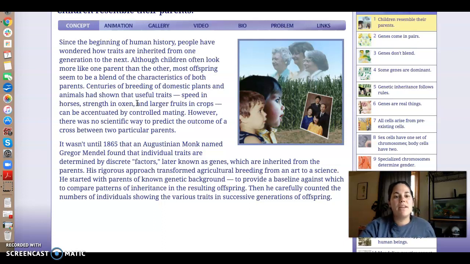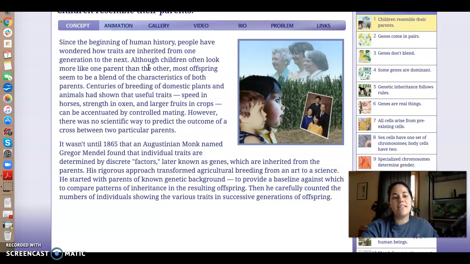Since the beginning of human history, people have wondered how traits are inherited from one generation to the next. Although children often look more like one parent than the other, most offspring seem to be a blend of the characteristics of both parents. Centuries of breeding of domestic plants and animals had shown that useful traits such as speed in horses, strength in oxen, and larger fruits and crops can be accentuated by controlling mating. However, there was no scientific way to predict the outcome of a cross between 2 particular parents.